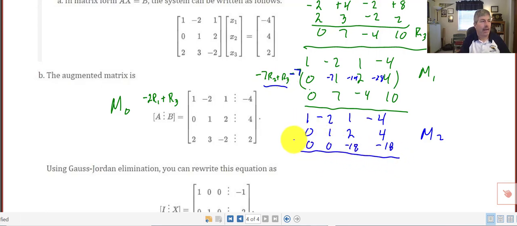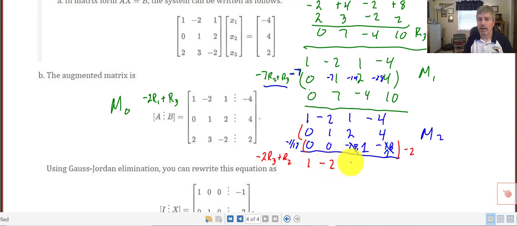I can go ahead and take -1/18 of this row, so this just becomes 1 and this becomes 1. So now these are 1s. So now we're in good shape here on row 3. Now what we need to do is try and eliminate. So now I'm going to do -2 times R3 and add it to R2.